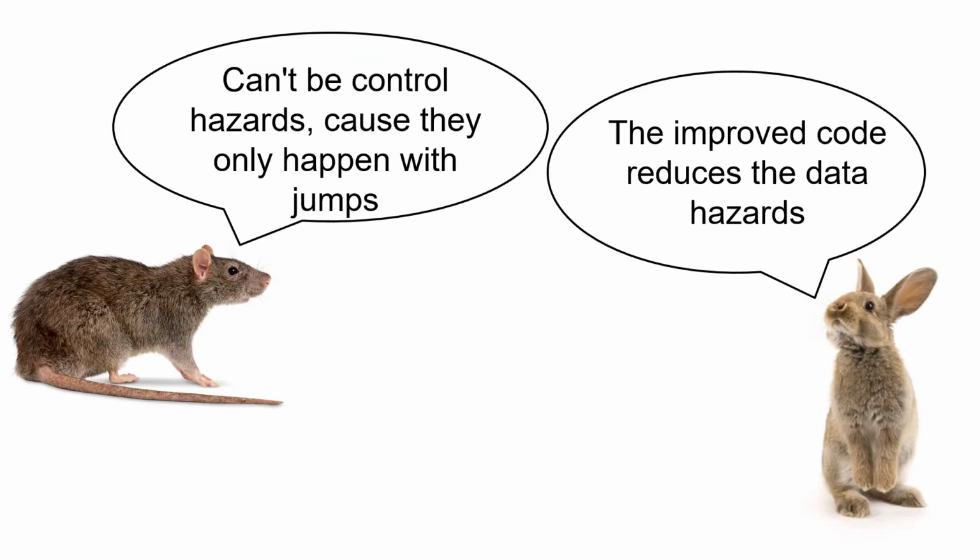Well, it can't be control hazards because control hazards only happen with jumps. The improved code reduces the data hazards. If you go back and look, they both have the exact same number of instructions, but the data hazards will cause pipeline stalls, while the code on the right has no data hazards and will run much faster.